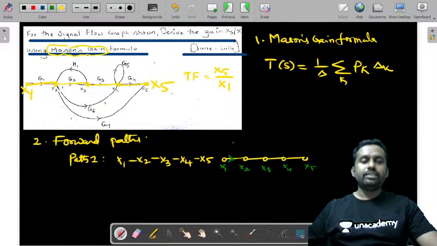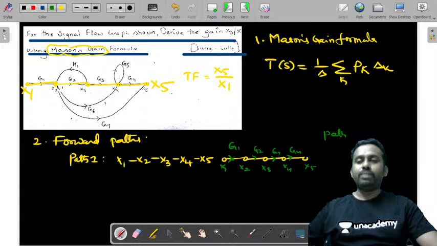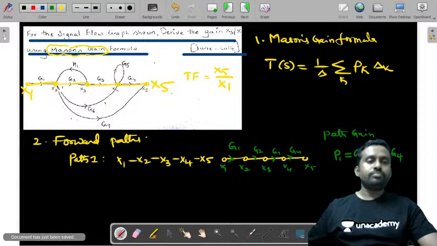The gains are given as g1, here it is g2, here it is g3 and here it is g4. So we need to write the path gain here. Path gain I will denote as p1. It is the product of all these gains, so it is g1, g2, g3, g4.